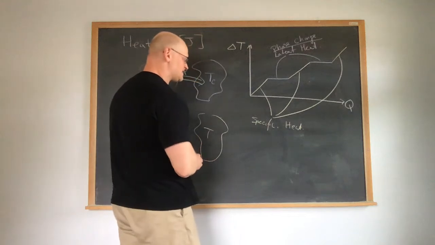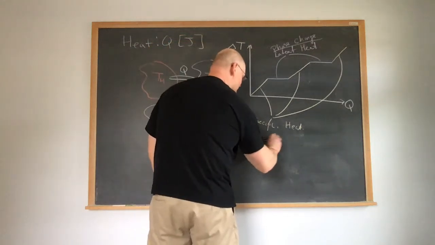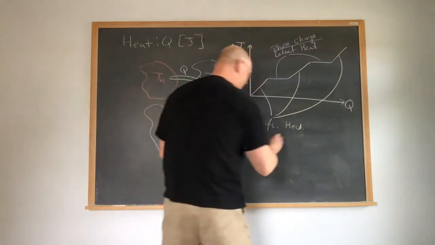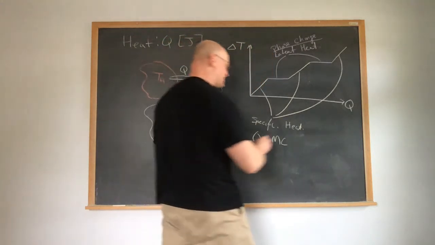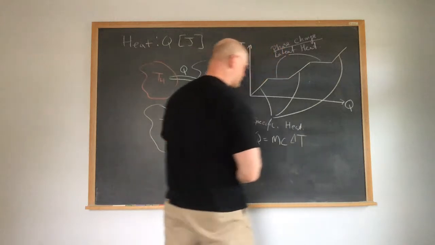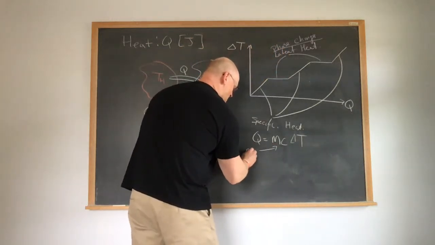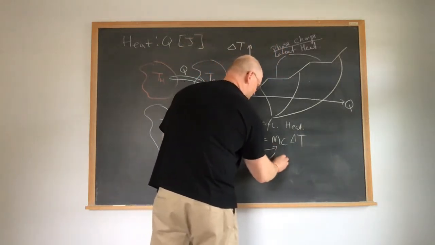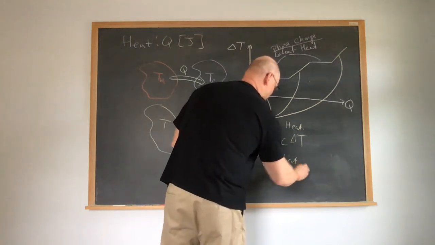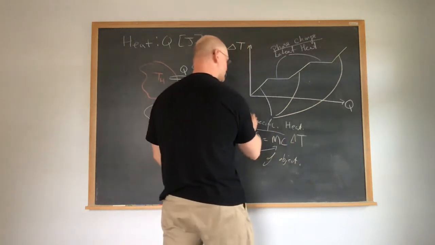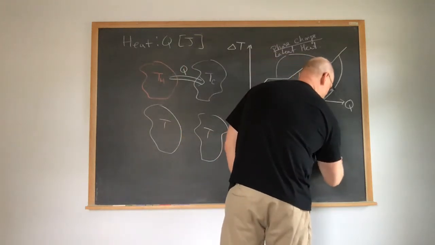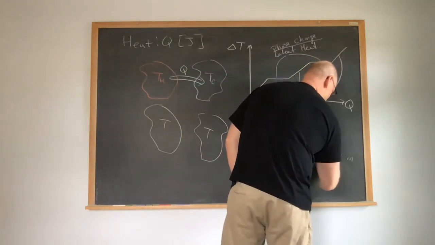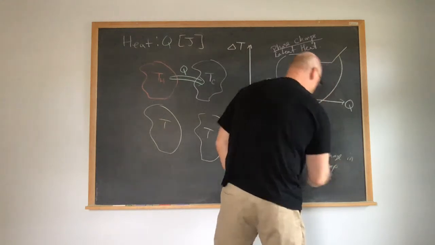Now here, what this says is that the heat flowing into the system is equal to the mass of the object times what's known as the specific heat times the change in temperature. So this is the mass of the object. C here is what's known as the specific heat. And then finally, delta T here is just the change in temperature.